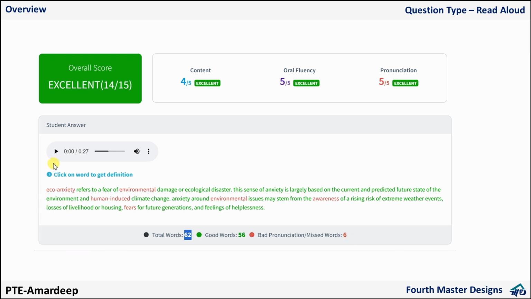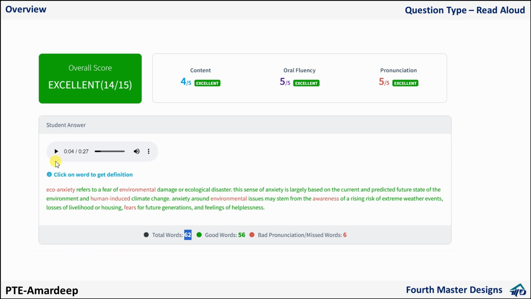Eco anxiety. How did I say? Eco anxiety ref. Yes, eco anxiety. So I should be a little bit faster, but still it was okay. First, to a fear of environmental damage. Environmental, even I said that. No, I need to be more clear. And if you say I was clear, still it did not pick it up.